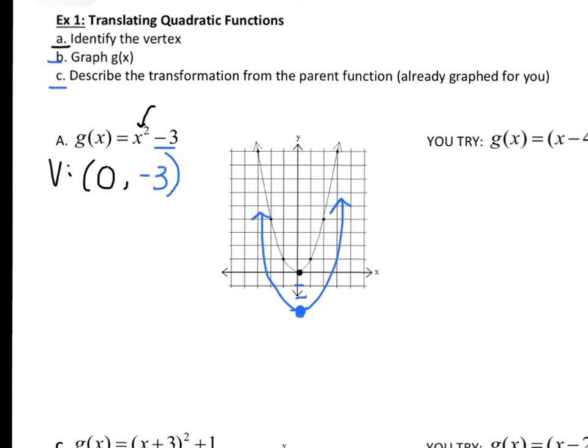The last thing we have to do is describe the transformation. So we say, and always write this in terms of the vertex, the vertex moved, and then you just say where it went. In this case, down 3 units. Let's see if you can try the one next to it.